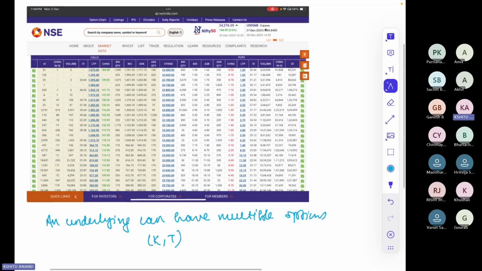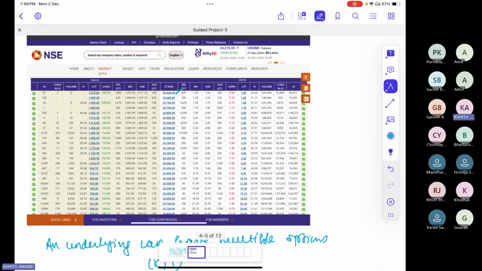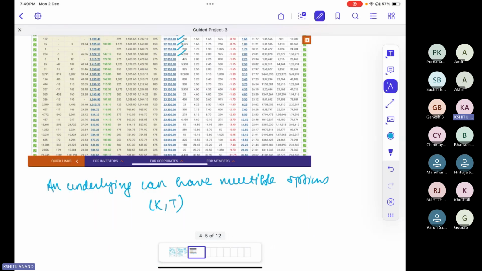All these options have the same time to maturity, 5 December. It did not come in the screenshot. Those options with a time to maturity of 5 December are different options having different strikes. The first option has a strike of 22,600, then 22,650, 22,700, 22,750, 22,800, right? Each of these options has a different implied volatility. All these are options on the same underlying. They are different options because they have different strikes, but they have the same time to maturity.